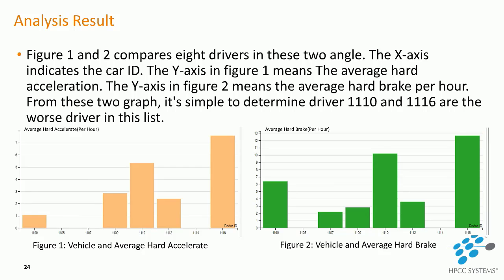The left graph shows different drivers and their average hard acceleration times per hour. The x-axis means different vehicles. The y-axis means the average hard acceleration times per hour. In the right picture, it presents different drivers and their average hard brake times per hour. The x-axis means different vehicles. The y-axis means the average hard brake times per hour. We can simply get the result that drivers 1110 and 1116 are the worst drivers among these 8 drivers.